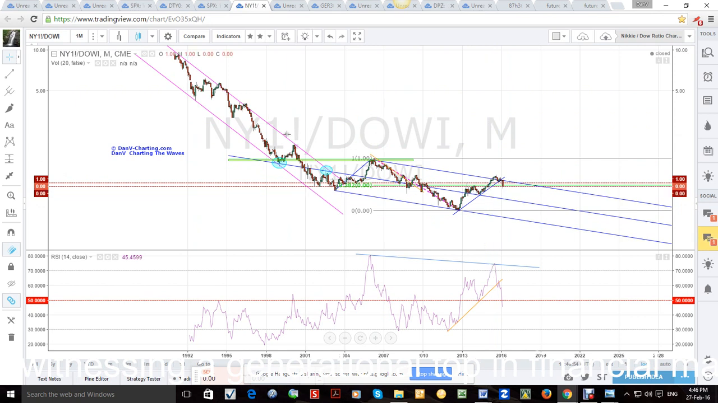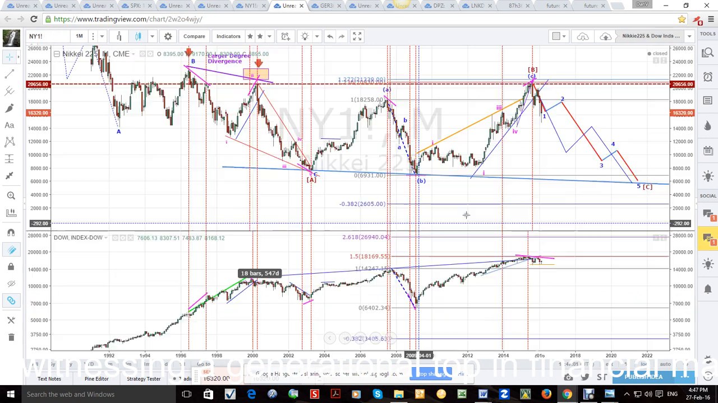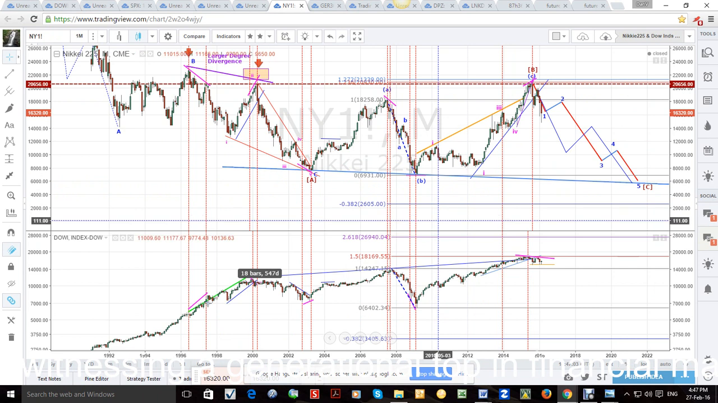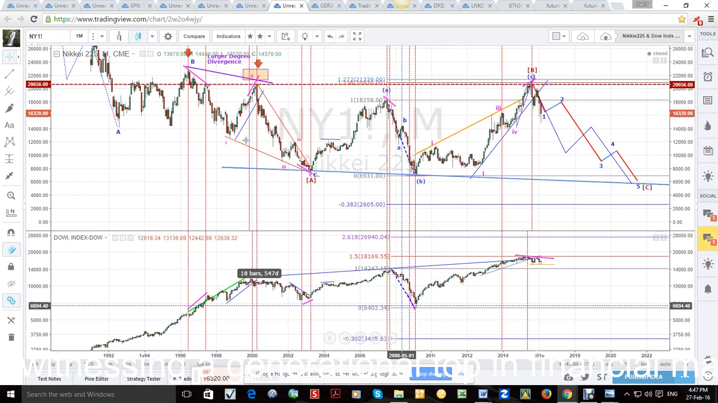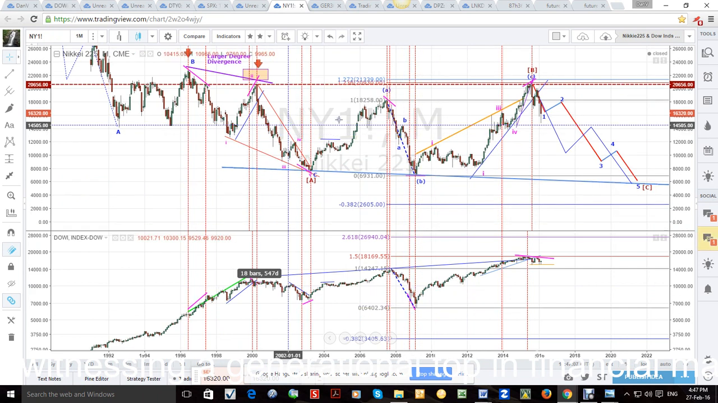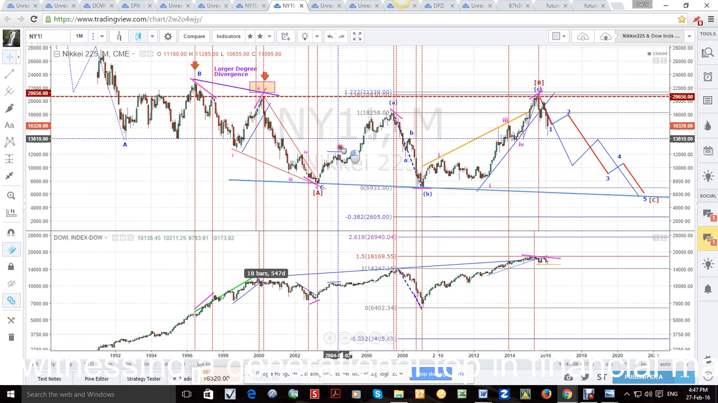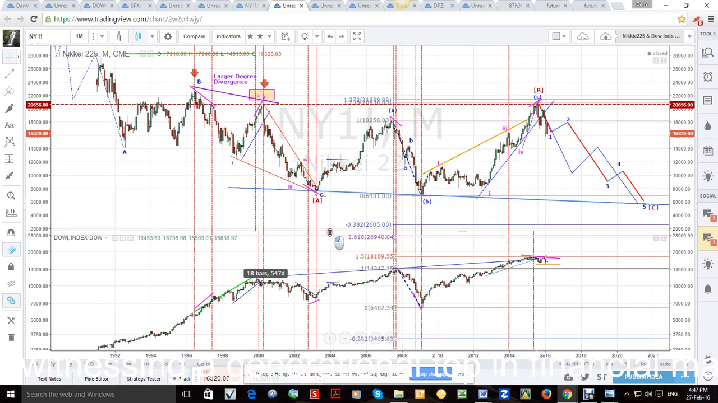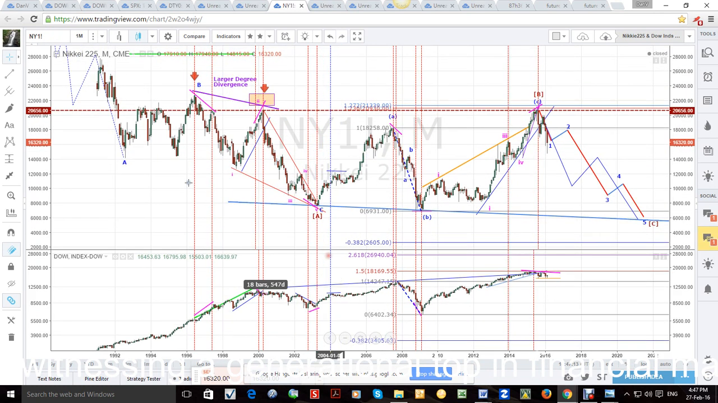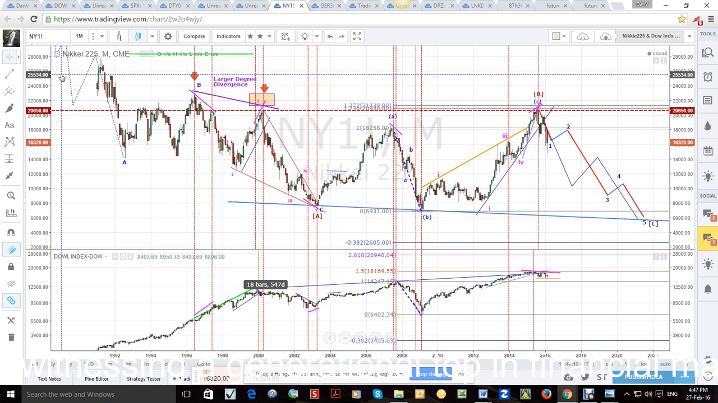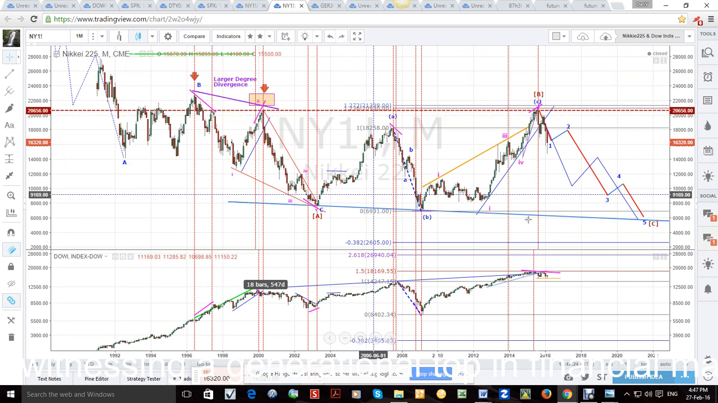And if you look at the Nikkei index on its own, the bottom one is the Dow Jones index, the top one is the Nikkei index. And if you have any knowledge of what the Nikkei did, the Nikkei formed an all-time historical high on the eve of 1990 at just below 40,000, and it's been declining ever since.